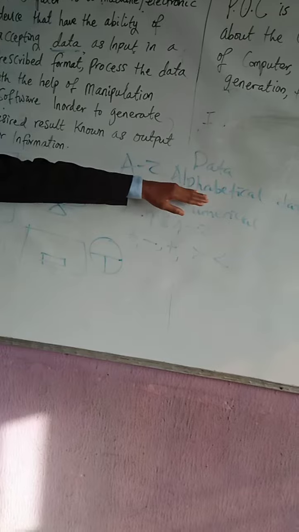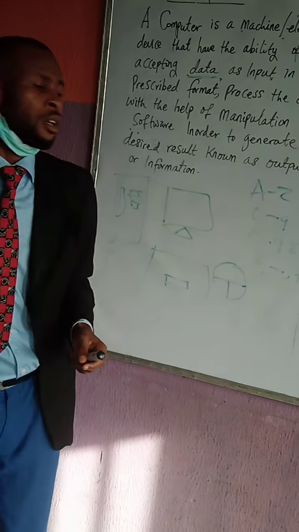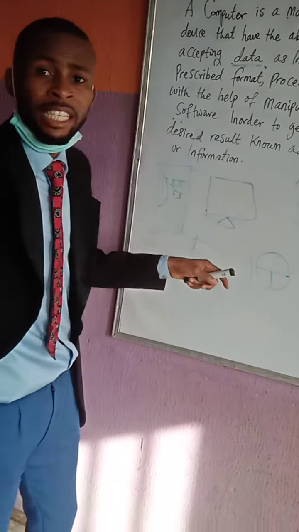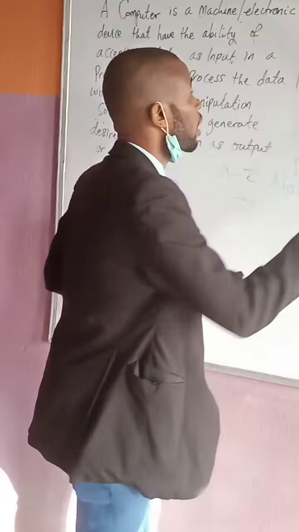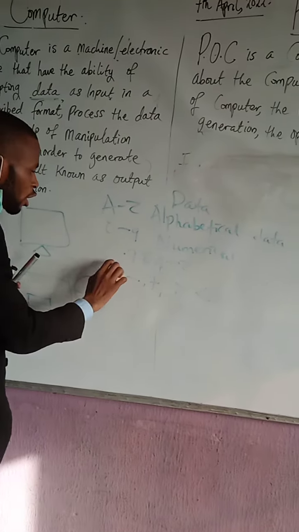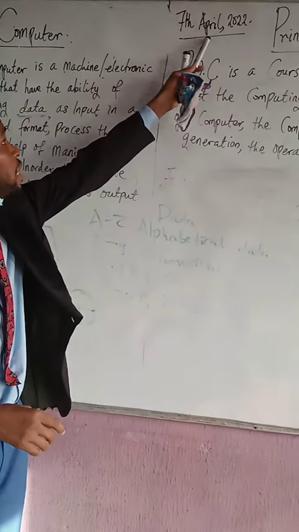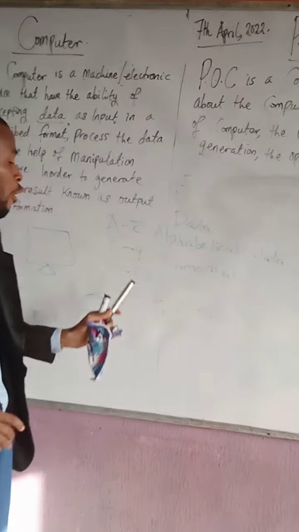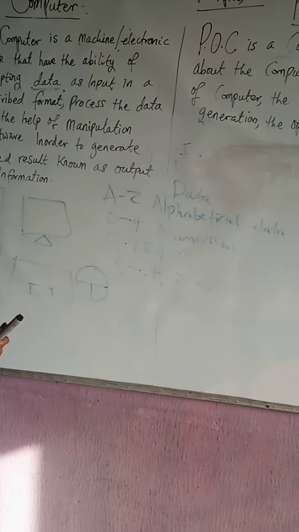The first one is alphabetical data. An example of alphabetical data is my name, Stanley, because it consists of all alphabets. The second one is numerical data, which is 0 to 9. An example of numerical data is 2022. The next one is the combination of numbers and alphabets, which is 7 April 2022. Then this is symbolic or special data.